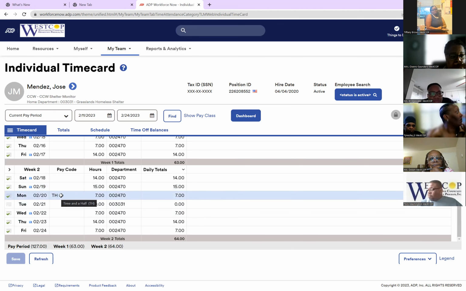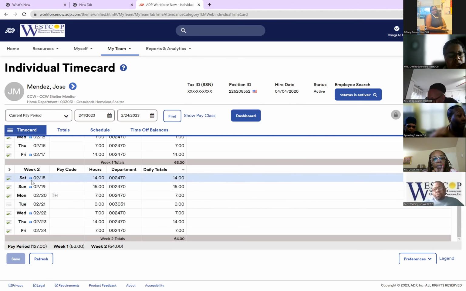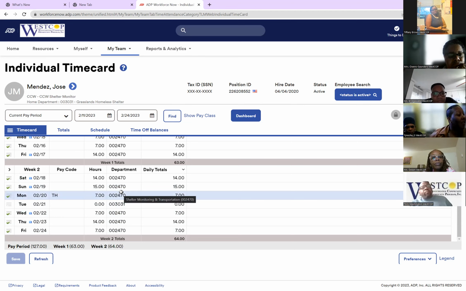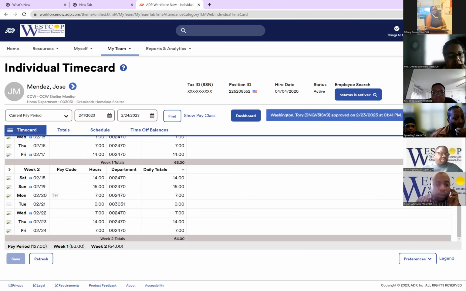Oh, I didn't even look. I totally forgot. Monday is a 1.5 day. I'm going to do one for Singletary too, so she can see how that goes for people that don't work on a 1.5 day. So does everybody see how Mendez's time card is with the notes? The notes are very important because if I don't see the notes, even if you have approved it, I will unapprove it.